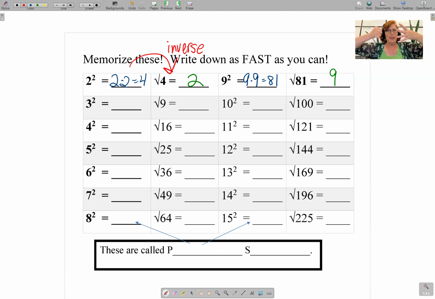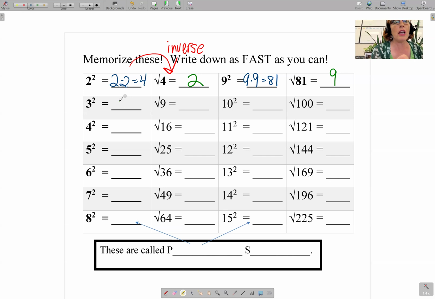You can do it. Keep at it. Go fast, fast, fast, fast, fast. Fill out as many as you can from memory. Okay, check your work. I'm just going to write in the answers here. And again, these must be memorized.